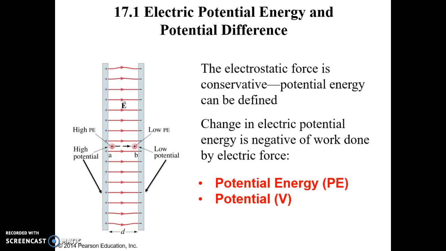The electric field arrows point away from high potential towards the negative potential. So high potential is along the positive side of the plate, and low potential is all along the negative side of the plate. The variable used to define electric potential is V.